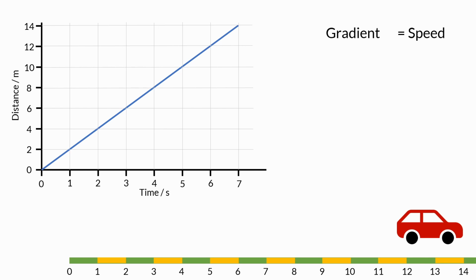What do we mean by the gradient? The gradient is the slope of the line, how steep it is. And the simplest way of working it out is by saying that the gradient is equal to the rise over the run. Rise divided by the run.